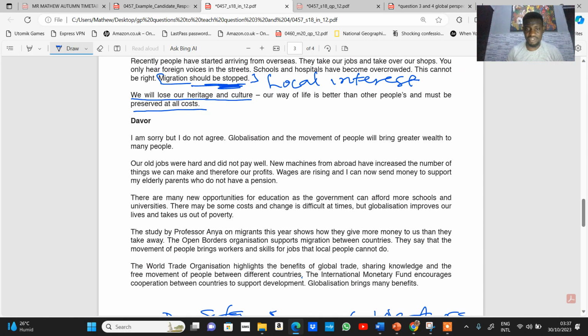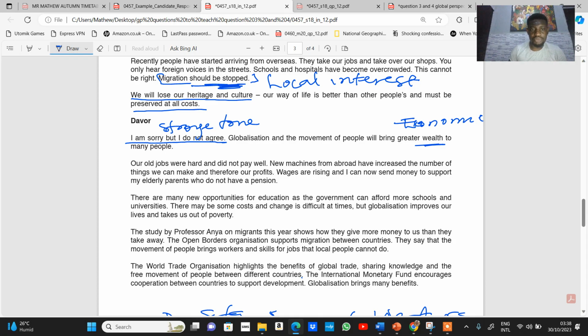Now, if you look at Davos' statement here, he said, I am sorry, but I do not agree with you. So he starts with a very strong tone here. Now, globalization and movement of people will bring greater wealth. So his interest is economic interest. He looked at economic interest here.